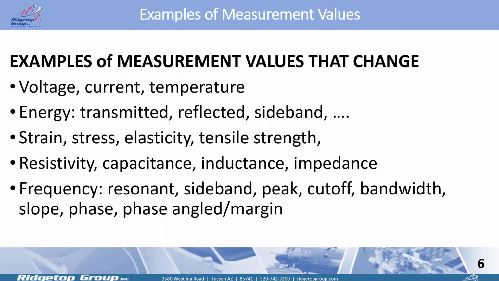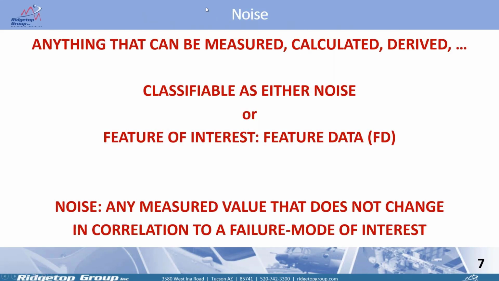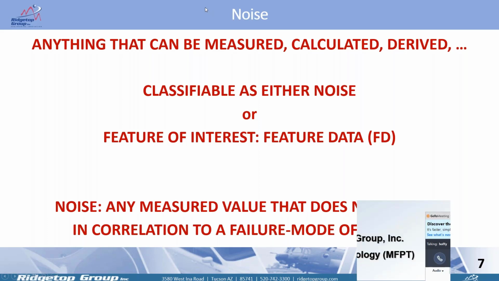Examples of measurement values that change: voltage, current, temperature, etc. And practically anything you can think of can be used for prognostics. So anything that can be measured, calculated, or derived is either noise or feature. Noise, in my world, is anything that you can measure or monitor that does not change in correlation to a particular failure mode of interest.